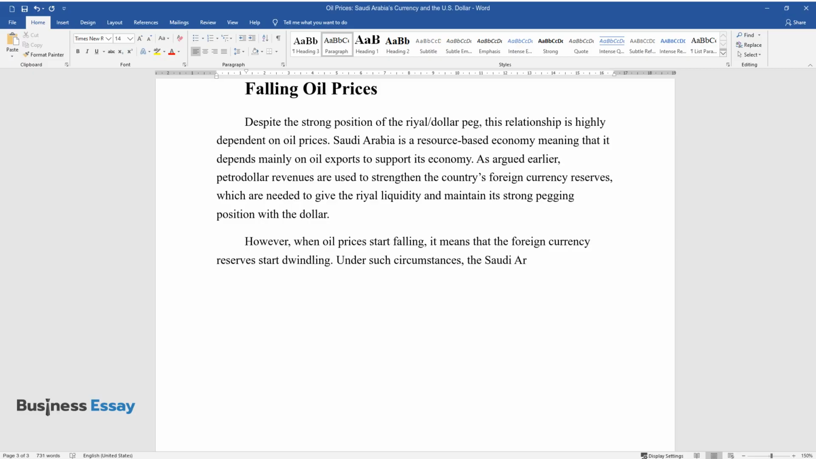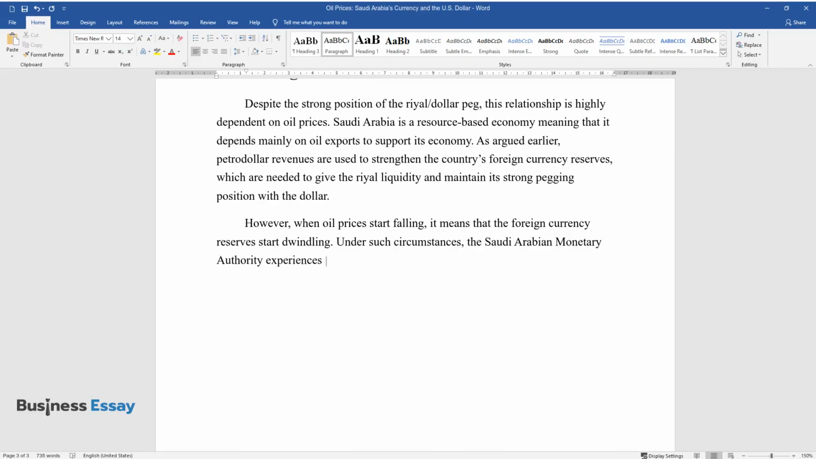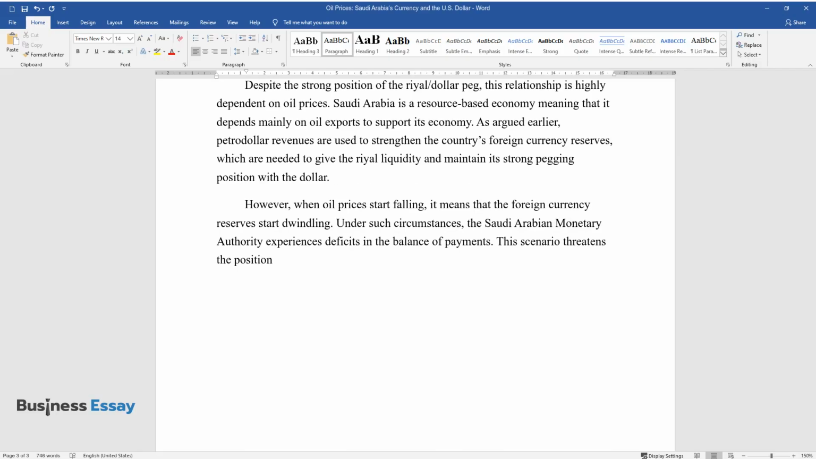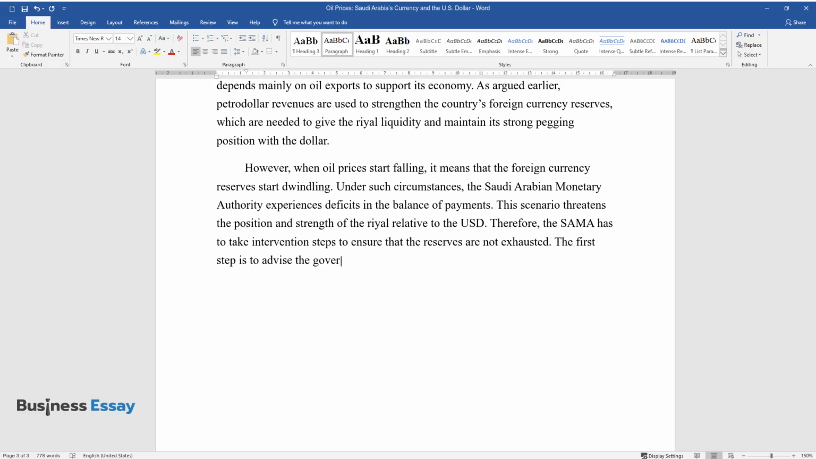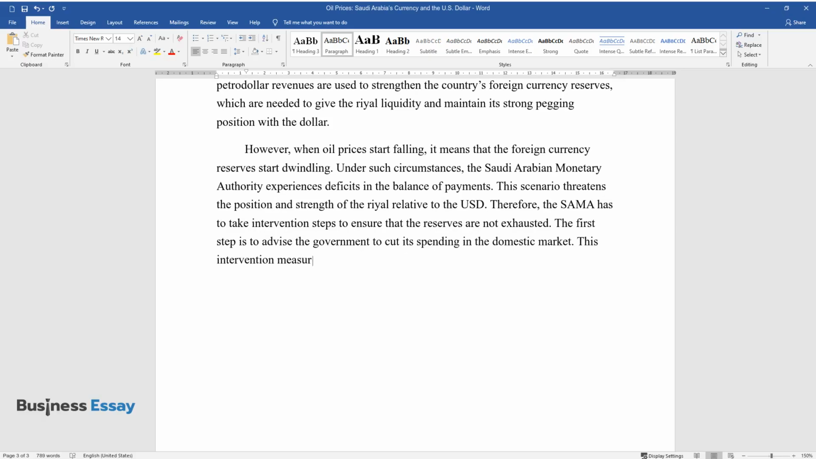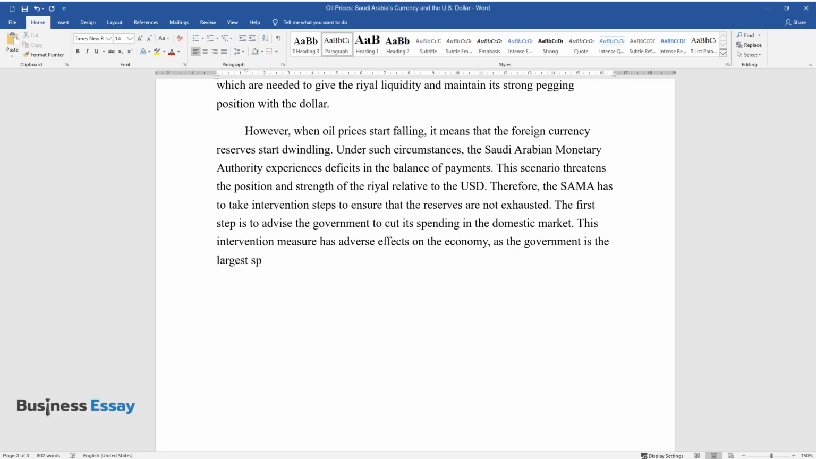Under such circumstances, the Saudi Arabian Monetary Authority experiences deficits in the balance of payments. This scenario threatens the position and strength of the riyal relative to the USD. Therefore, the SAMA has to take intervention steps to ensure that the reserves are not exhausted. The first step is to advise the government to cut its spending in the domestic market. This intervention measure has adverse effects on the economy, as the government is the largest spender and, hence, the most significant source of cash flow in the market.